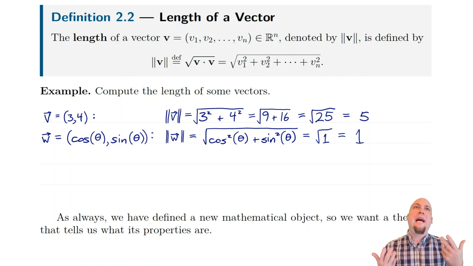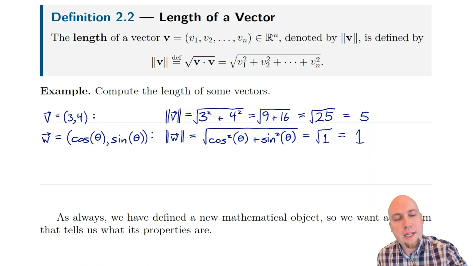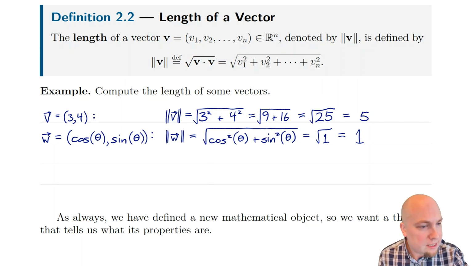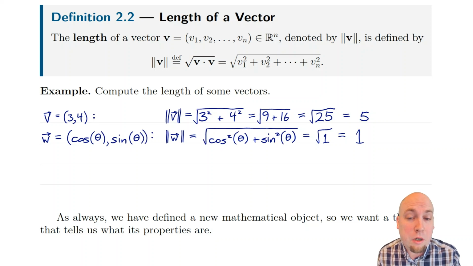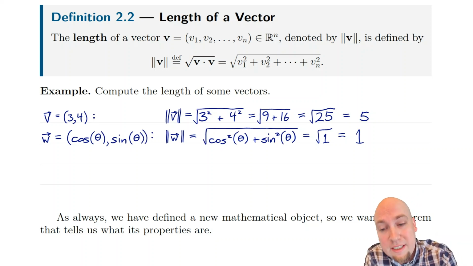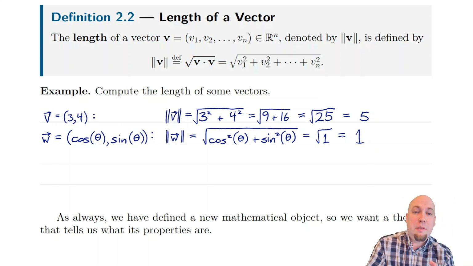If you think back to things you hopefully learned earlier in your mathematical education, this vector is just pointing on the unit circle. And that's why it has length 1. So this hopefully agrees with something you already know. This is the vector that points on the unit circle, up an angle of theta from the positive x-axis.